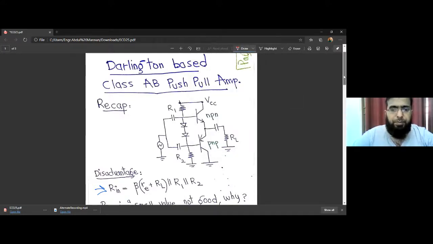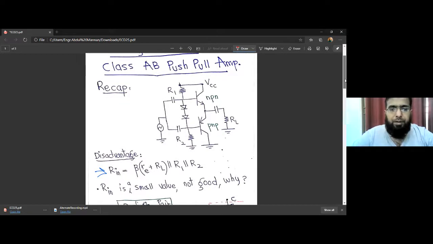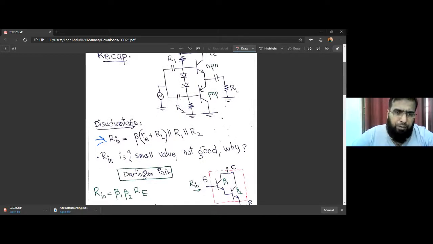If it is being driven by another amplifier, it will load that amplifier because of having low input resistance. Because the input resistance for this amplifier, we studied, is R1 in parallel with R2 in parallel with beta times this small Re plus this RL. Since RL is very small, Re is also small. Multiplying them by beta doesn't make them a large value, and therefore the equivalent Rin is a small value. Of course, that's not good.